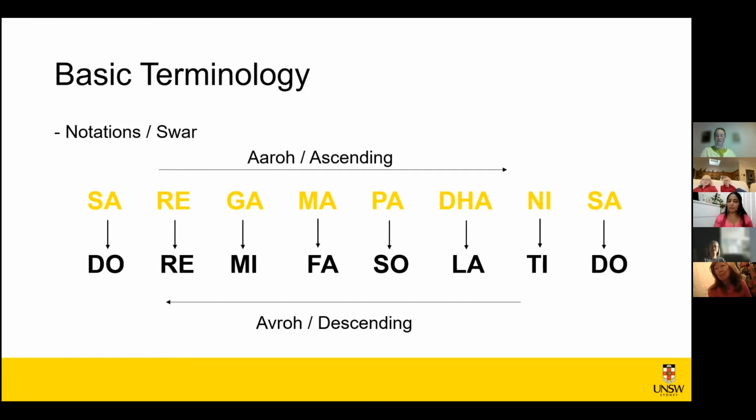So, when we go from the lower octave sa to the higher octave sa, it's called aro, it's ascending. And when we go from the top sa to the bottom sa, we have avro. It's the same seven notations, sa, re, ga, ma, pa, dha, ni, and then it keeps following the pattern and gets into the next octave. So the notations are the same. It's just that we sing it in a different way. Aro and avro are very important. These are two other terms that I'm introducing. Aro is ascending order and avro is descending order, that means coming down.